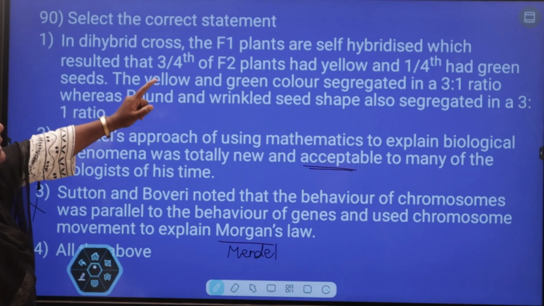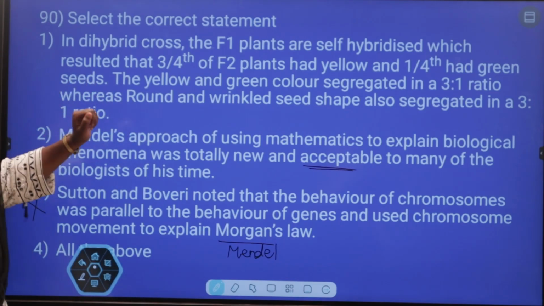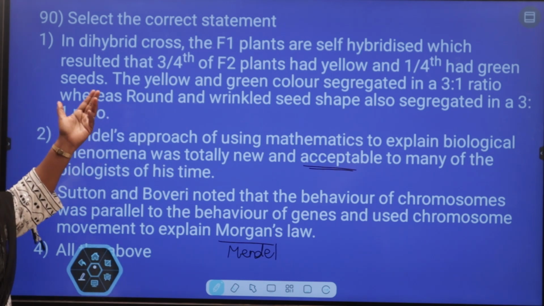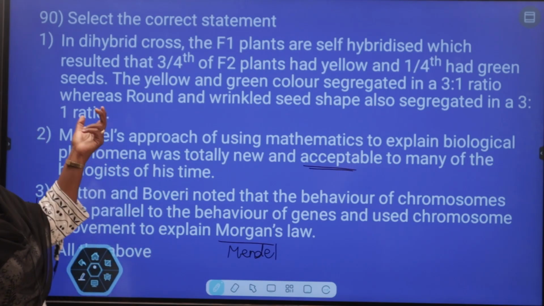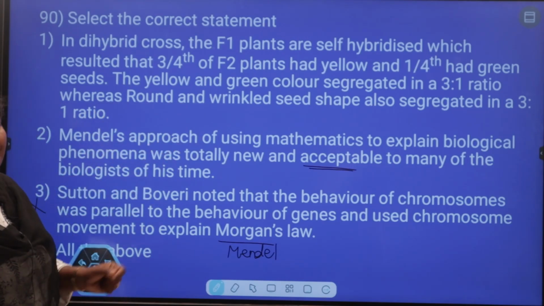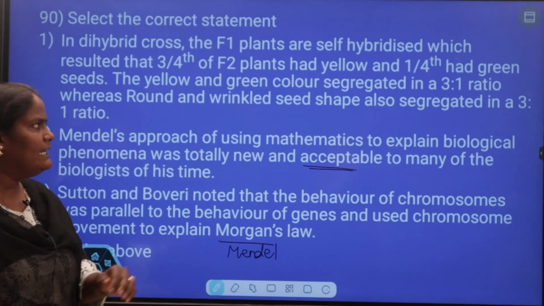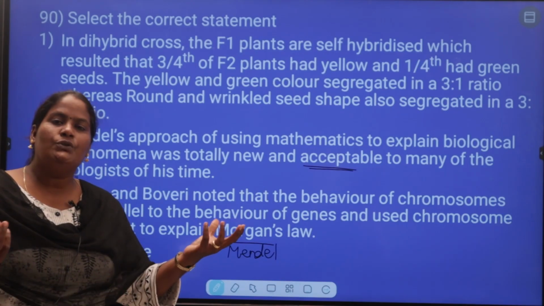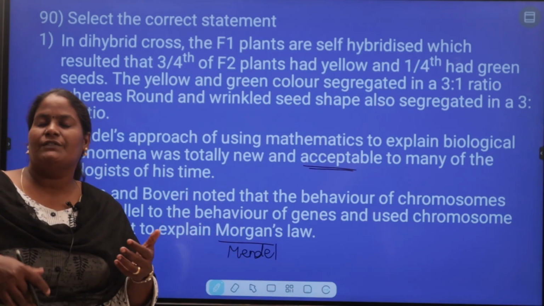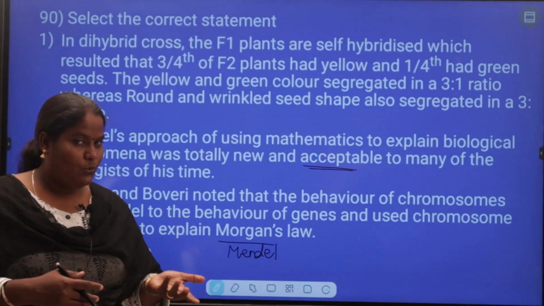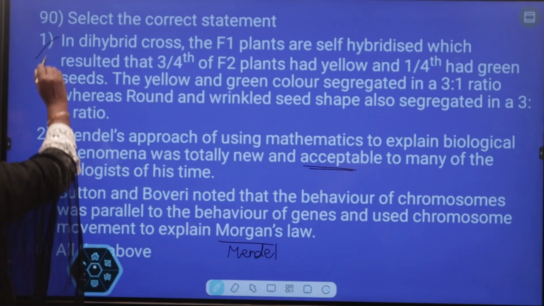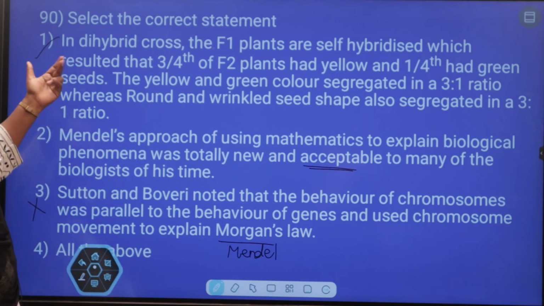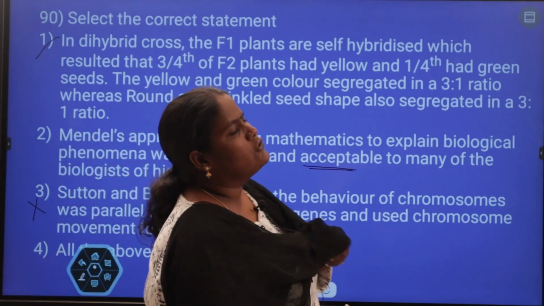In a dihybrid cross, the F1 plants are self-hybridized, which resulted in 3/4 of the F2 plants having yellow and 1/4 having green seeds. These are direct textbook questions from the dihybrid cross, two-gene inheritance. The yellow and green colors segregated in a 3:1 ratio, whereas round and wrinkled seed shapes also segregated in a 3:1 ratio. Individual genes result in the 3:1 ratio, which finally results in a 9:3:3:1 ratio. Yes, the statement is right. So the fourth statement, all the above, is not the right one. Finally, for the 90th question, the first option is the right answer.